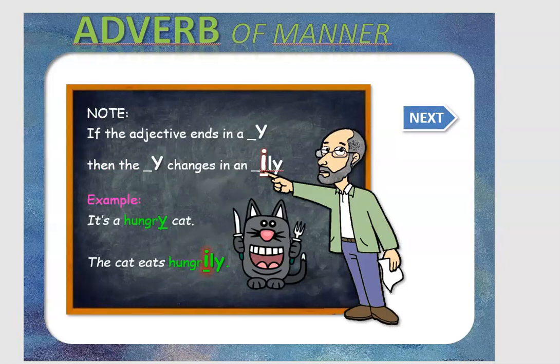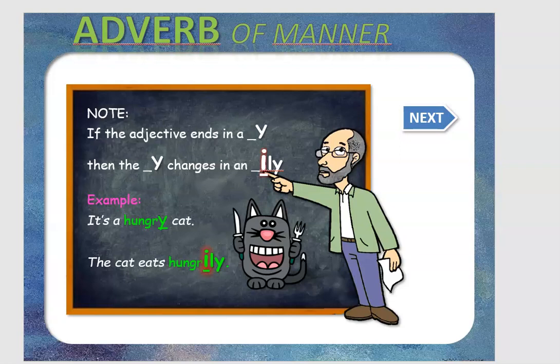If the adjective ends in y, if the last letter of the word is y, then we are going to replace y with ily. Just remember this very properly. It's a note. If you want, you can take up your notebook and write it. If the word ends with y, then you are going to replace y with ily.